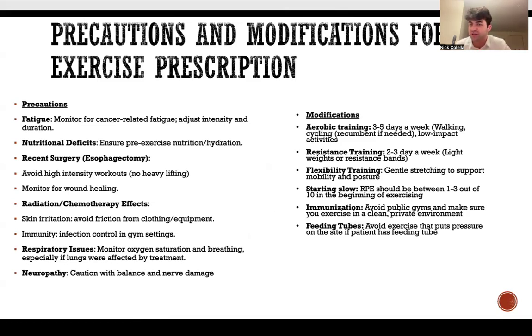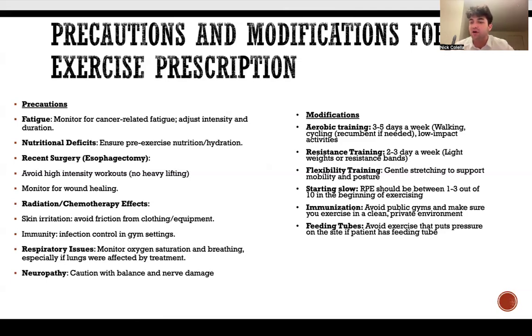Modifications, aerobic training 3 to 5 days per week. Resistance training 2 to 3 days a week. Flexibility training, gentle stretching to support mobility and posture. Big thing for modifying, I would always start slow. And like I said prior, for my whole exercise program, I would always have a patient go 1 to 3 RPE out of 10 in the beginning of exercising with me.